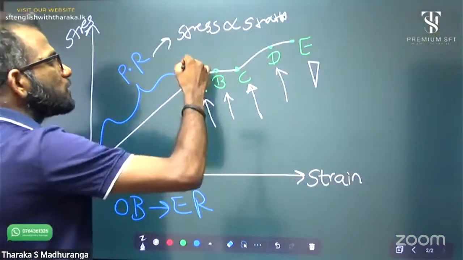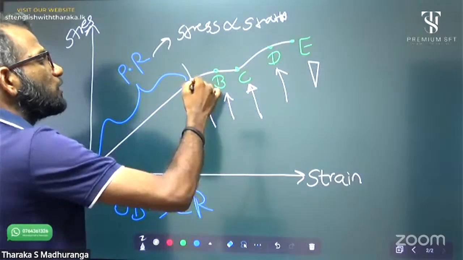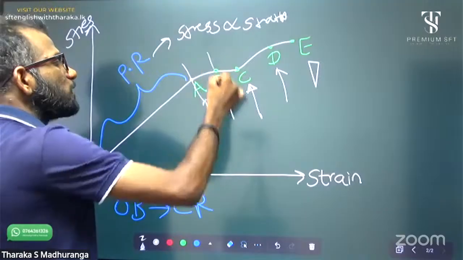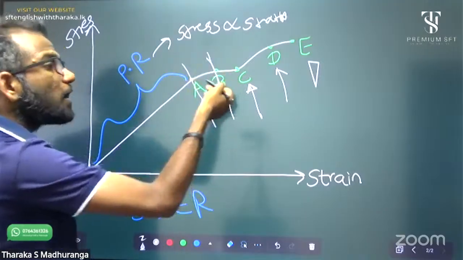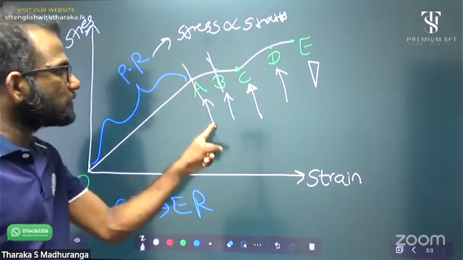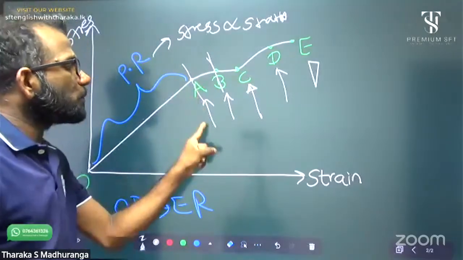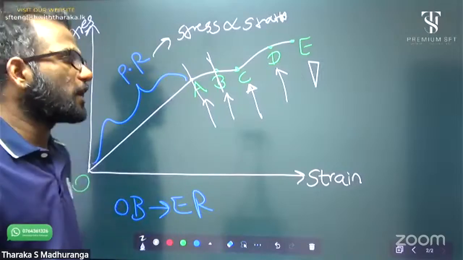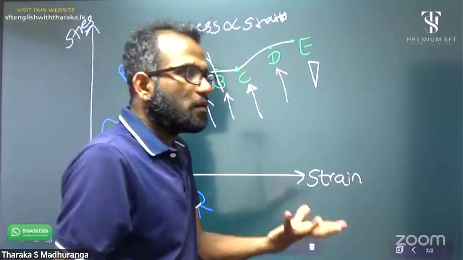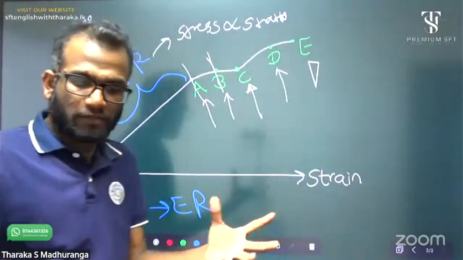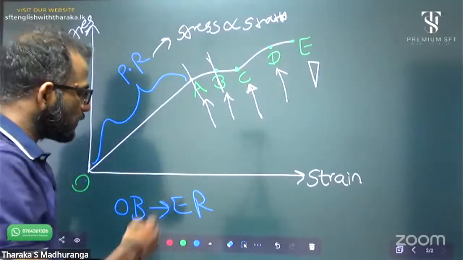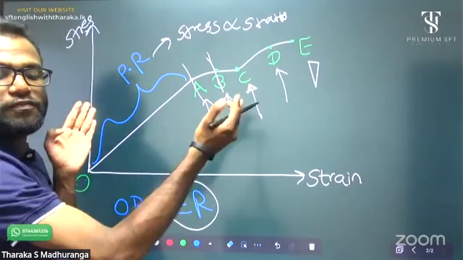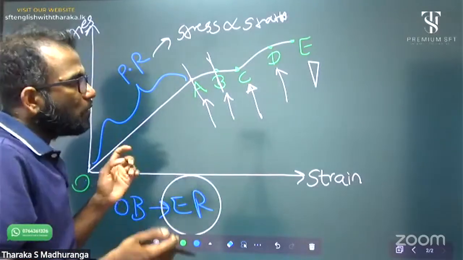But after A point, that's the end of the proportional range. Proportional limit is A, the end of the proportional limit, but up to B point it contains elastic characteristics. That's why the B point is the elastic limit, the end of elastic characteristics.